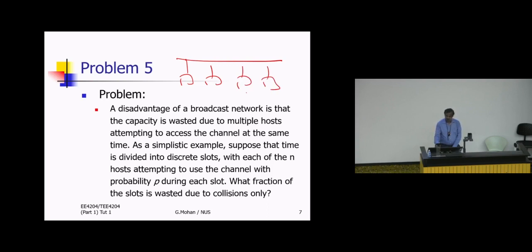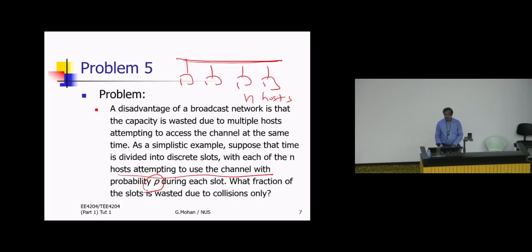Assume that there are n hosts, or n systems, connected to this. That means n systems share this link. And assume that time is slotted for simplicity, because we are trying to get some insight into how bad it would be if many are trying to transmit at the same time. Assume that each host attempts to use the channel with probability P during each slot. At a given time during a slot, everybody is trying to transmit with probability P. So what does it mean?